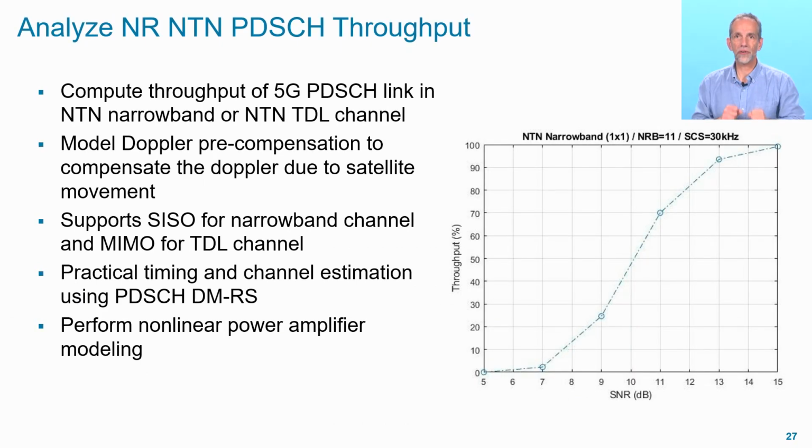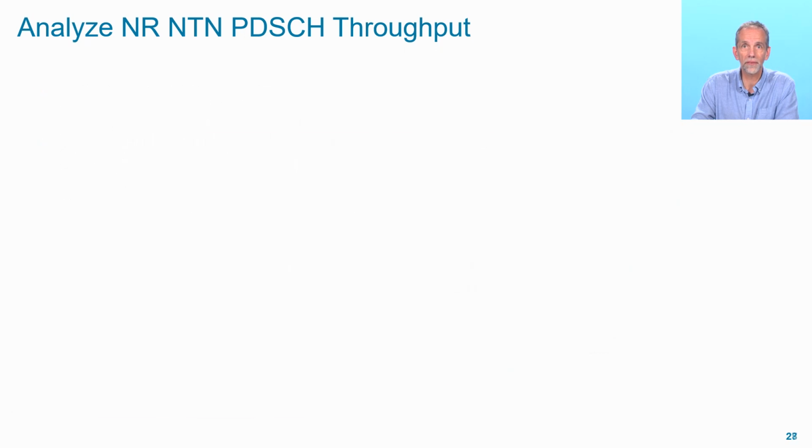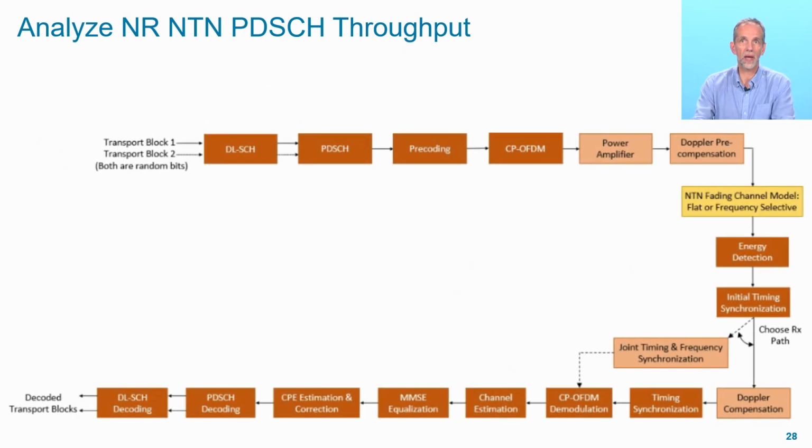Okay, once you have your channel model, you want to be able to simulate and model a link. A PDSCH link is one that is very worthy of analysis. So this particular example that we're going to discuss covers MIMO, SISO, narrowband channel, TDL channel, includes Doppler, includes nonlinear power amplifier modeling. But this example is probably better talked about in terms of a block diagram rather than words. So here's a block diagram showing the transmitter, the channel, and the receiver.